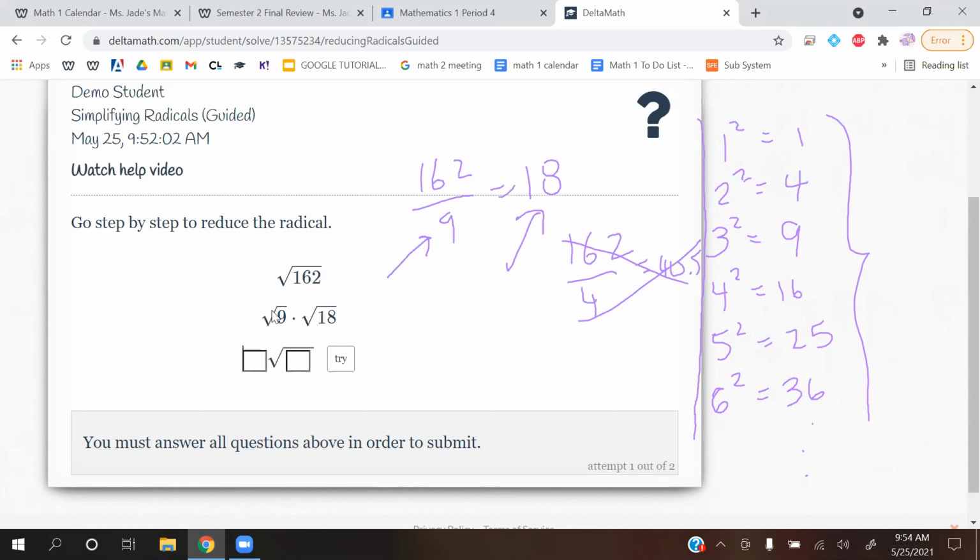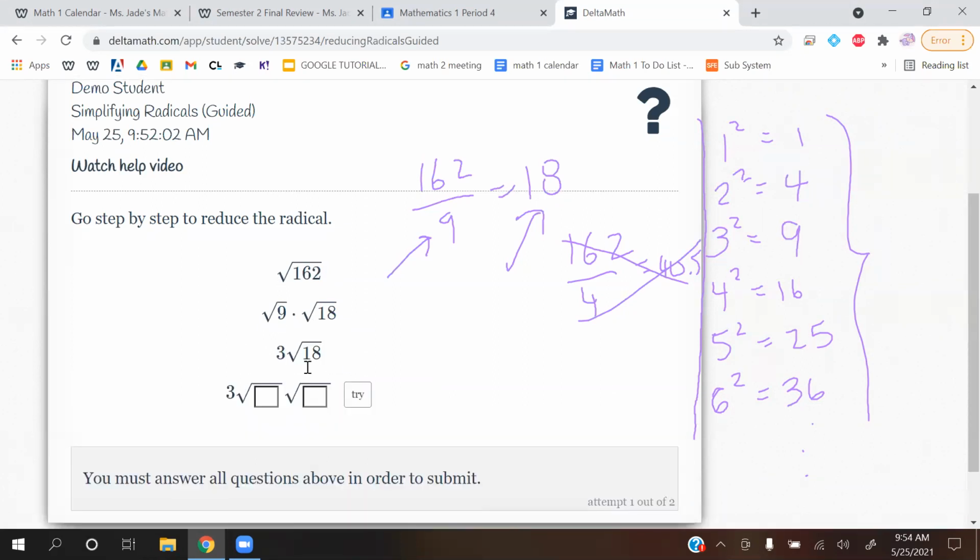Okay, so after this, we need to just simplify the square root of 9. The square root of 9 is 3 because 3 squared is 9. So the square root of 9 is 3. And then the square root of 18 just stays as the square root of 18. So all we did was simplify the square root of 9 here. I'm going to press try.